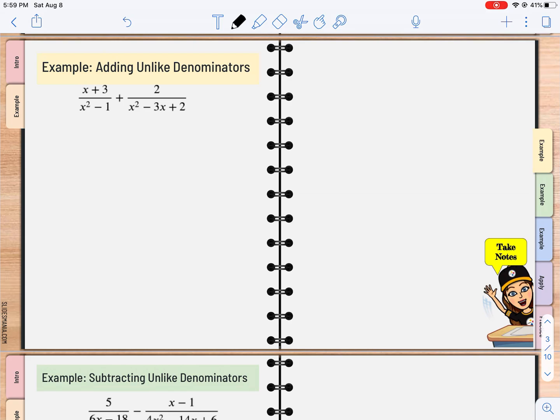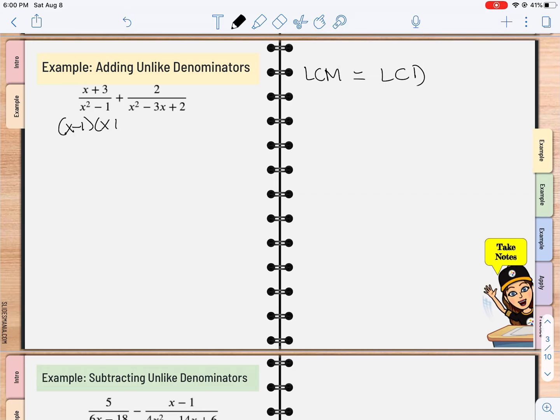Okay, in this video, we're going to look at adding two rational expressions together that have unlike denominators. Just like when we add regular rational numbers or fractions, we want to have a common denominator, and we get that by looking at the least common multiple. If we figure out that least common multiple, that will become our least common denominator. In order to do that, we must factor.